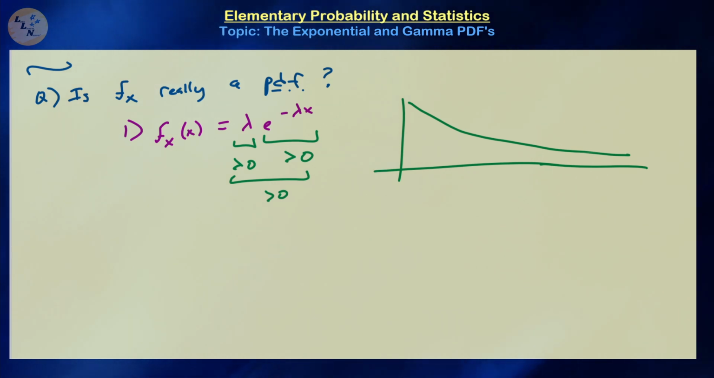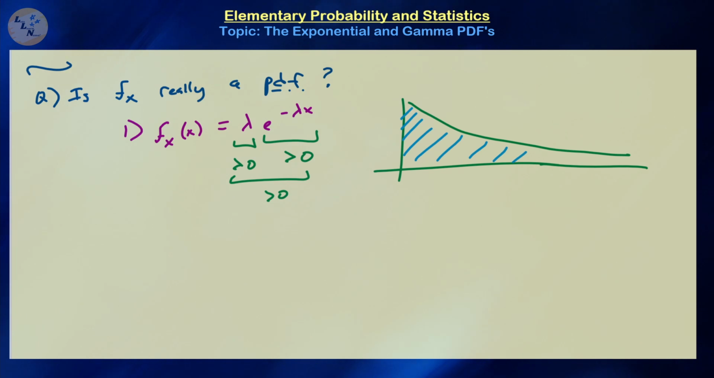Now the second criterion in order for this to be a probability density function is that the area underneath this curve on the interval 0 to infinity must be equal to 1. So is that really the case, regardless of what lambda is? So if lambda is 3, is the area 1?